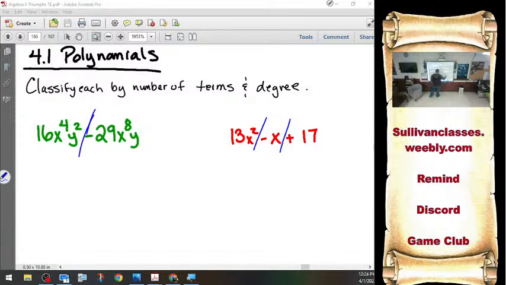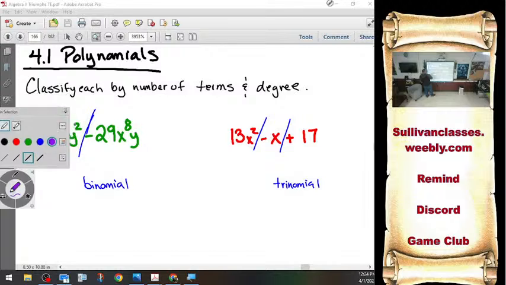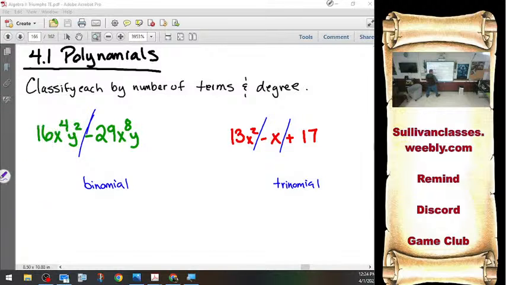I see 3 terms, so I have a trinomial. I see 2 terms, so I have a binomial. For degree, this one, big dog is 2, so it is a degree 2, which gets it a special name. Because it has one variable, it is a quadratic.